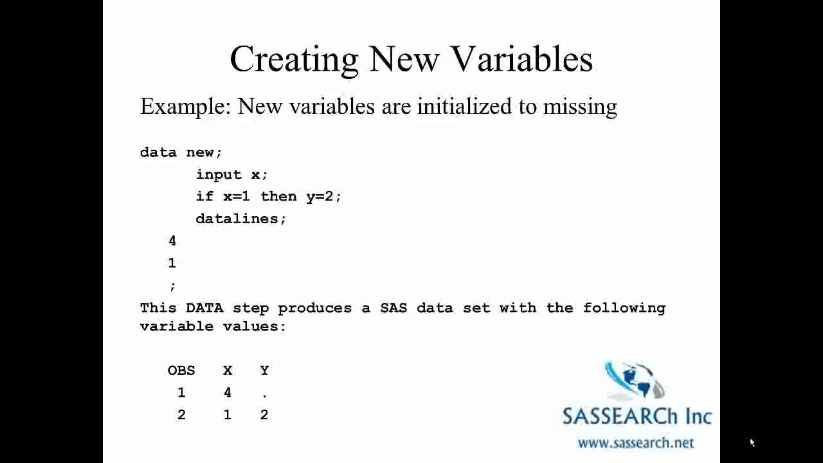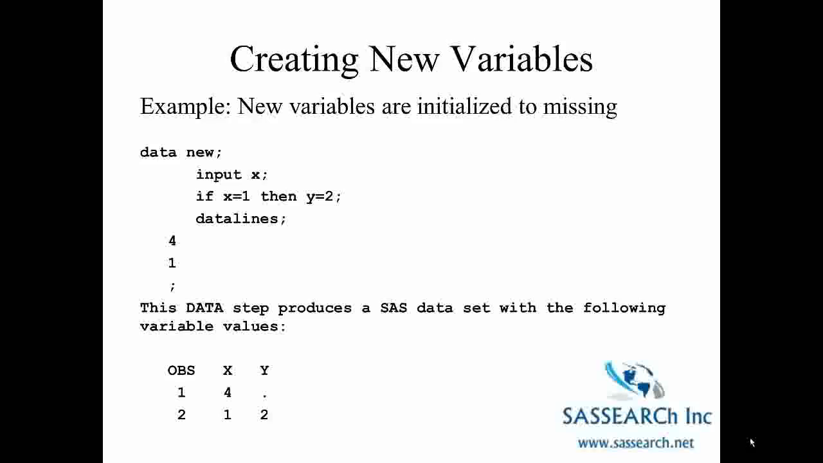The first observation, we have x equal to 4 and y is equal to missing, because x did not equal 1 in the first observation, so y was just set to missing. The new variable y was initialized to missing, and since it did not meet the condition, if x equals 1, it was kept as missing.